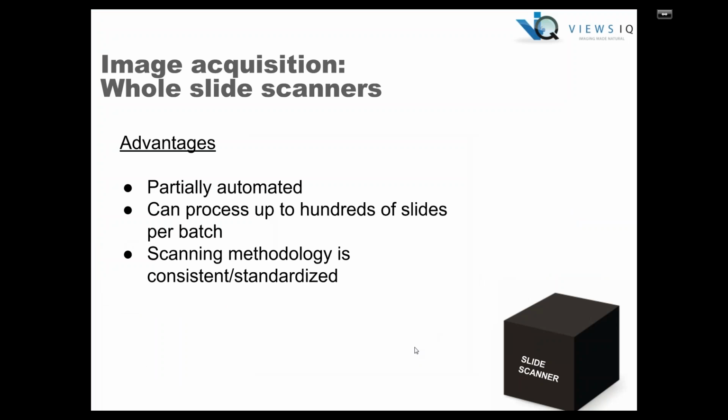These scanners have a number of advantages. They can be partially automated, although a technician is still required to prepare, load, and run the machine. They can process up to several hundred slides per batch for the higher throughput scanners. And since the scanning methodology is the same for every slide that's scanned, they're a fairly standardized method for image acquisition.